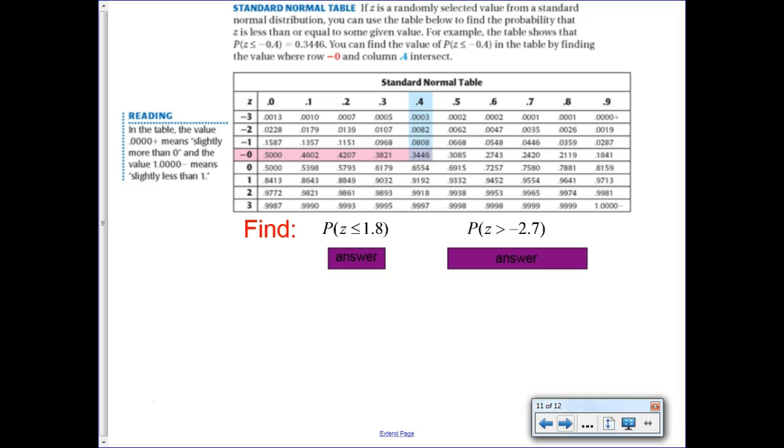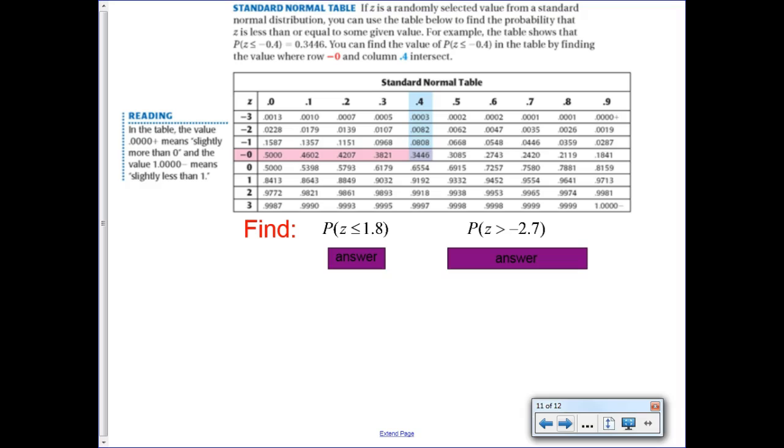So if you look here, we have a z-score chart. When you are reading this chart, it's always the probability that it is less than the number, or less than or equal to the number. The highlighted piece here says if z is a randomly selected value from a standard normal distribution, you can use the table below to find the probability that z is less than or equal to some given value. For example, the table shows where z is less than or equal to negative 0.4.